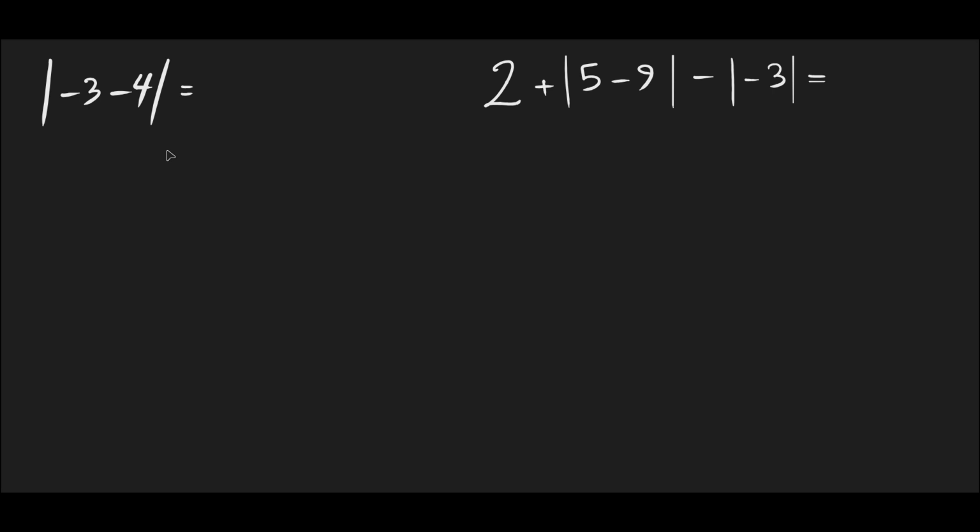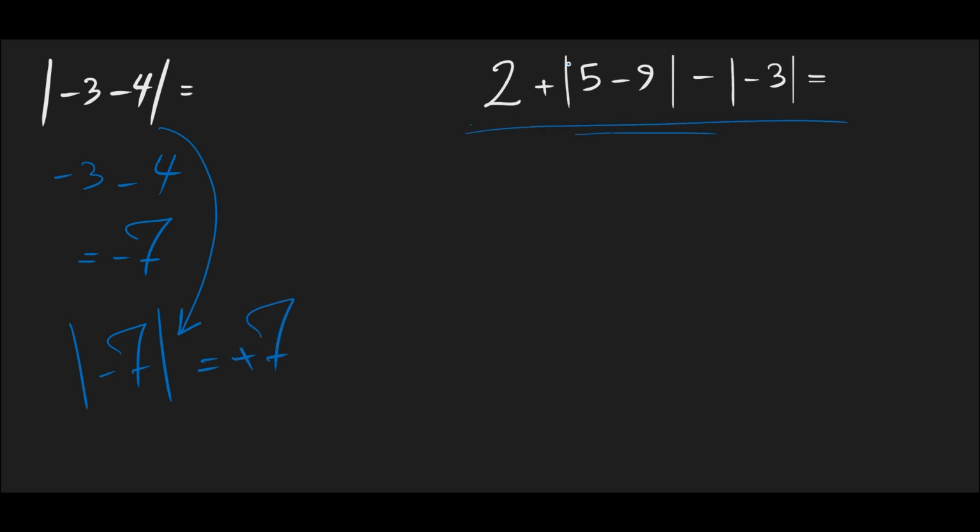In other words, with an expression like this one, we want to think about just what's on the inside. Here, just the negative 3 minus 4 equals negative 7, which means this whole expression simplifies to negative 7. And therefore, we can rewrite this absolute value as the absolute value of negative 7. And we already know that this is equal to positive 7.